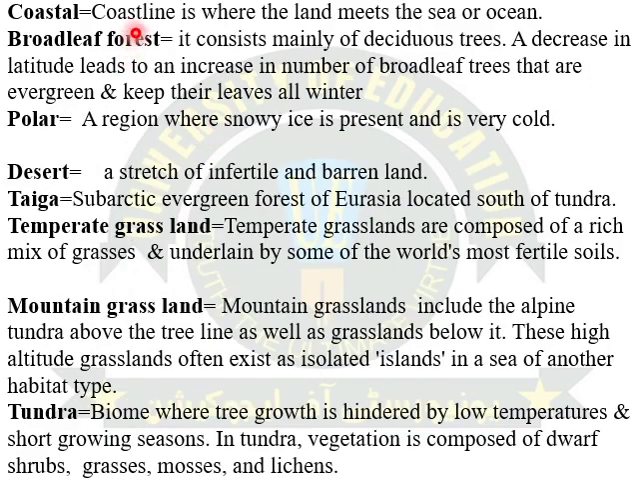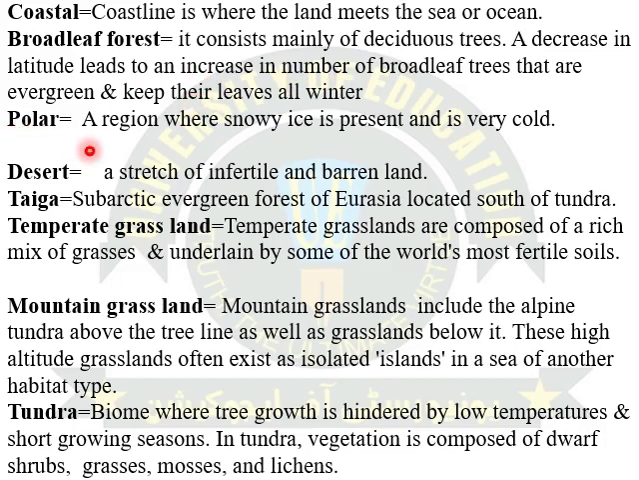Dear students, before moving towards our main topic, firstly I want to introduce the main terms that will be used in this lecture and in our upcoming lectures on different regions. First of all, coastal areas. Coastline is where the land meets the sea or ocean. Next is broadleaf forest. It consists mainly of deciduous trees. A decrease in latitude leads to an increase in the number of broadleaf trees that are evergreen and keep their leaves all winter.